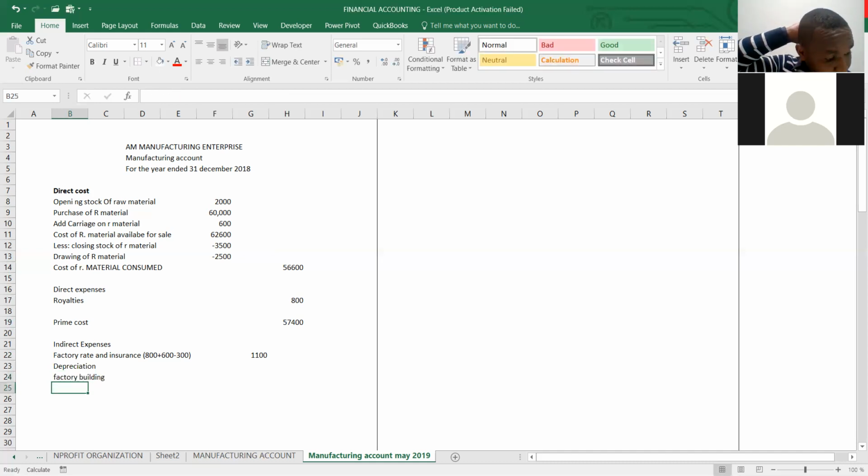Factory building, they have said it is 2.5%. We check the cost. The cost of factory building is 4,000, the first note under the trial balance. To give us how much? That is 2.5% of 4,000, which is 100, right?